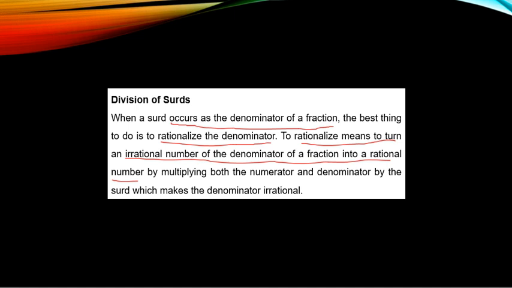To do that, you multiply both the numerator and denominator by the surd which makes the denominator irrational. That's all you do. That irrational number in the denominator, you use it to multiply both numerator and denominator. That will turn the irrational number in the denominator to rational number. So let's see some examples to that effect.